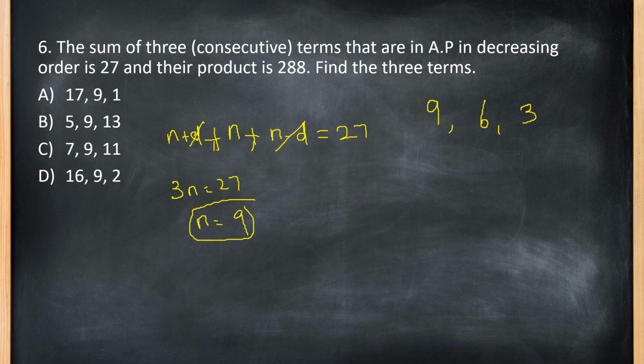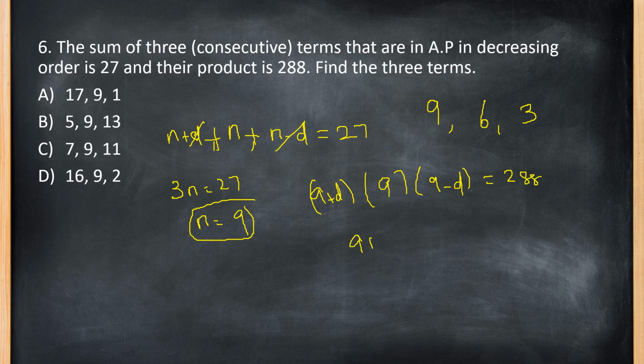All we now need to do is find the common difference. When I take the product, it is 9 into the previous number, 9 plus d, and the next number, 9 minus d, and this is equal to 288.